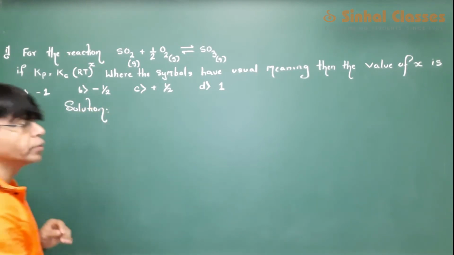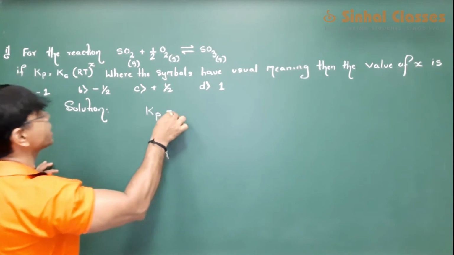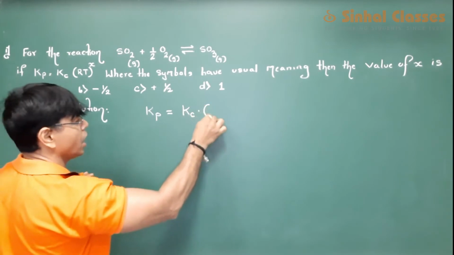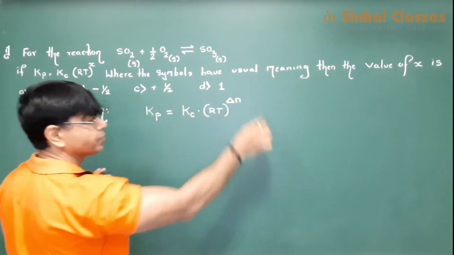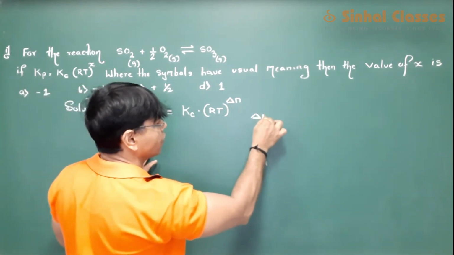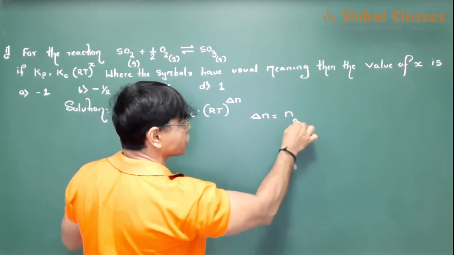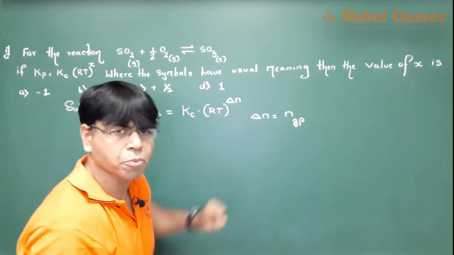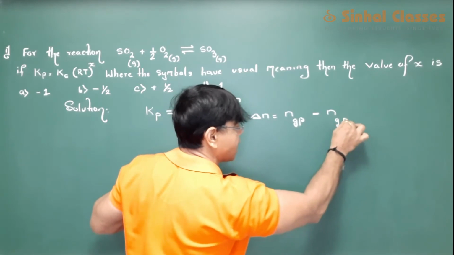Now we all know Kp is always equal to Kc into RT raised to delta n. Now what does delta n stand for? It stands for moles of gaseous product minus moles of gaseous reactant.